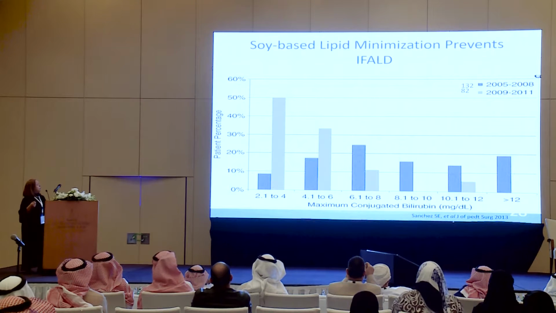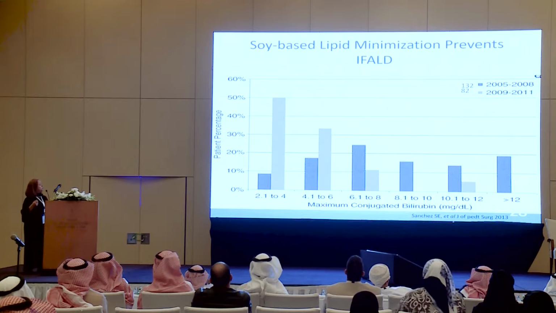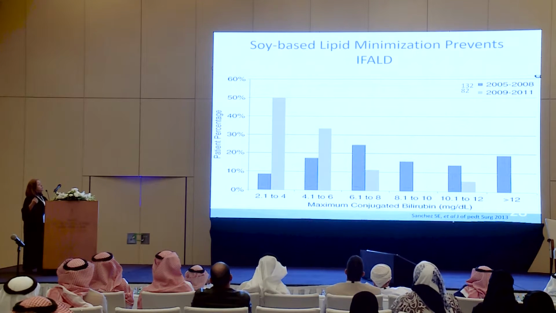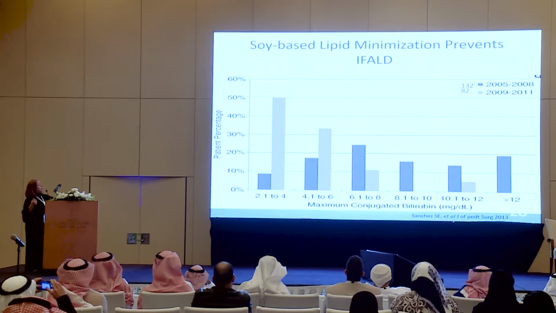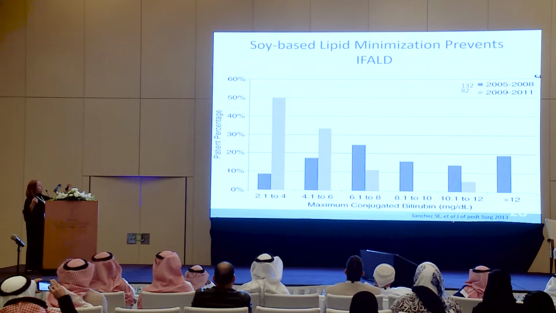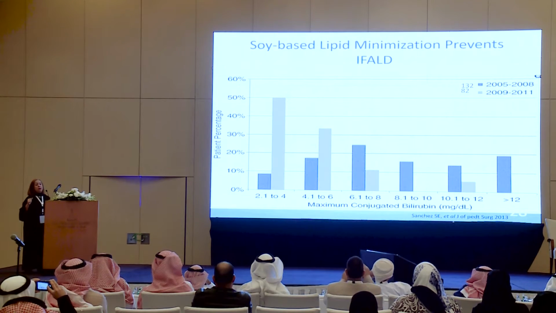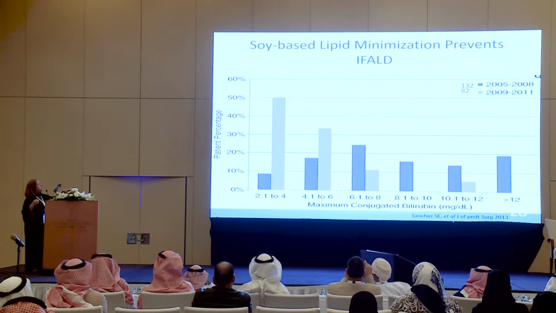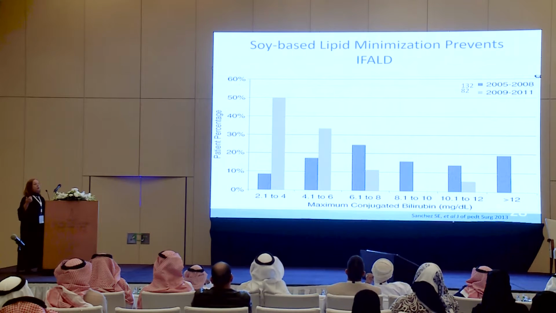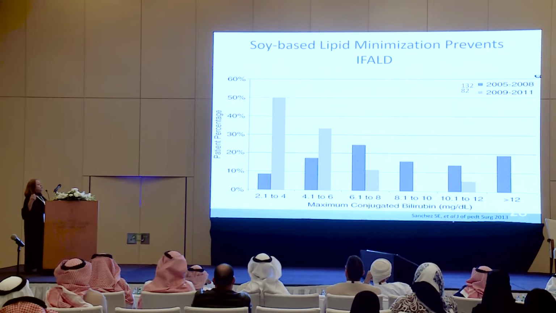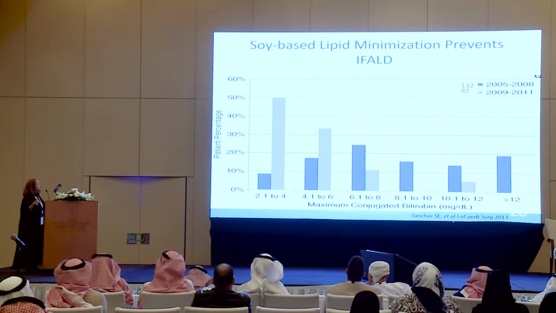A similar study was published by the UCLA people. They started lipid minimization in 2009. These are the gray bars. The black bars are the patients before 2009. And as you can see, more than 50% of the patients have a bilirubin more than 8 when they receive the normal intralipid dose. Once they start lipid minimization, the gray bar, you see more than 50% of the patients, the bilirubin was less than 4. Then this is definitely telling you that lipid minimization, mainly intralipid, the omega-6 containing lipids, is important.